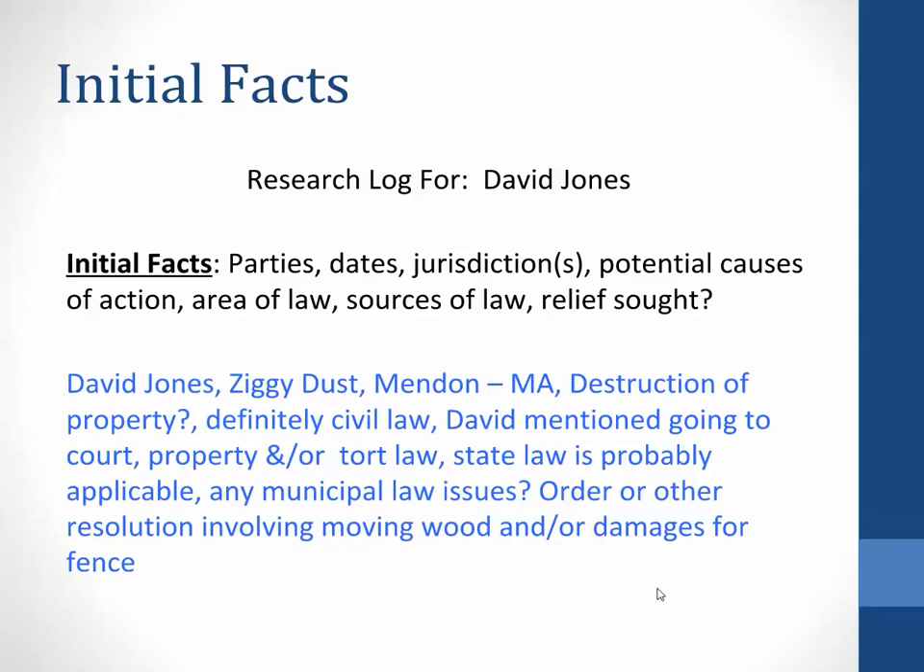It's probably a state law issue, right? When you do your brainstorming, it's probably civil law, property, maybe tort. Going off the top of my head, I was thinking maybe there could be some municipal law issues. We haven't done that yet in class, but I was just brainstorming, okay? So these are the types of things, and this is an abbreviated version. These are some examples of the types of things you could put down in that initial facts section.